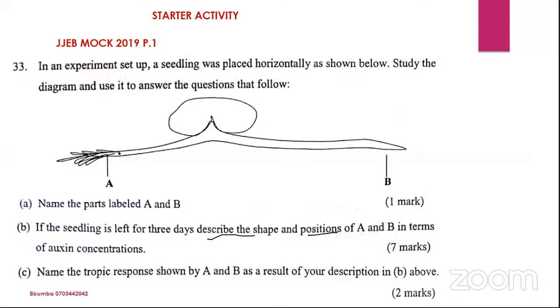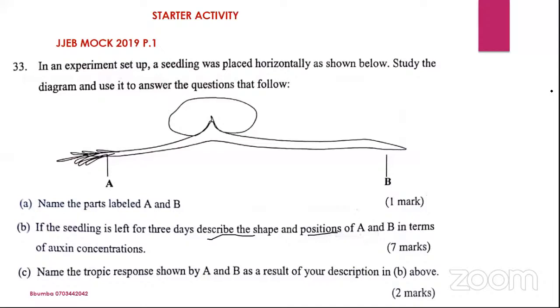Let me choose some people. Now I need someone to talk about A first. A is the root, because I have observed in seedlings germinating, they always bring those structures into the soil as they grow. Yeah, we are done with that now. We are now looking at part B. Who is there? Faith, you had unmuted yourself.